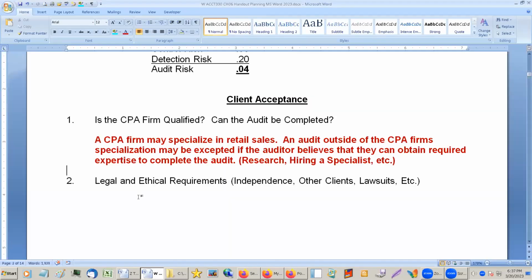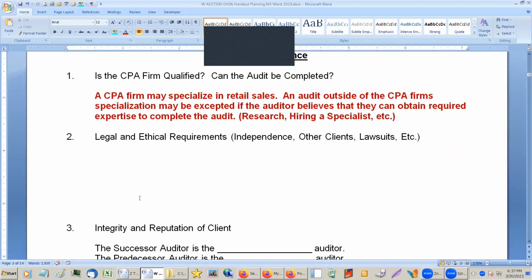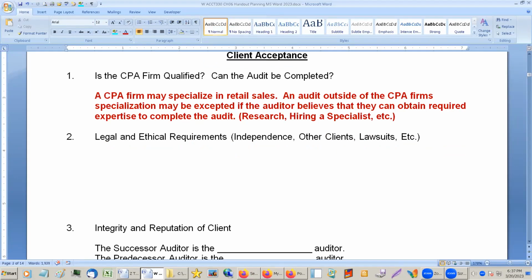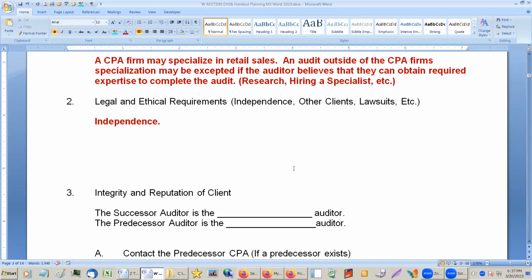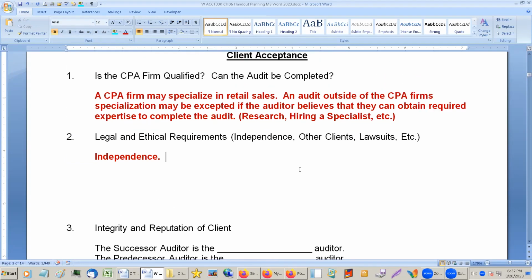Okay, legal and ethical requirements. We kind of talked about this in chapter 3. Independence. It's a big one, obviously. If you have other clients that are competitors, and they may have lawsuits between them.